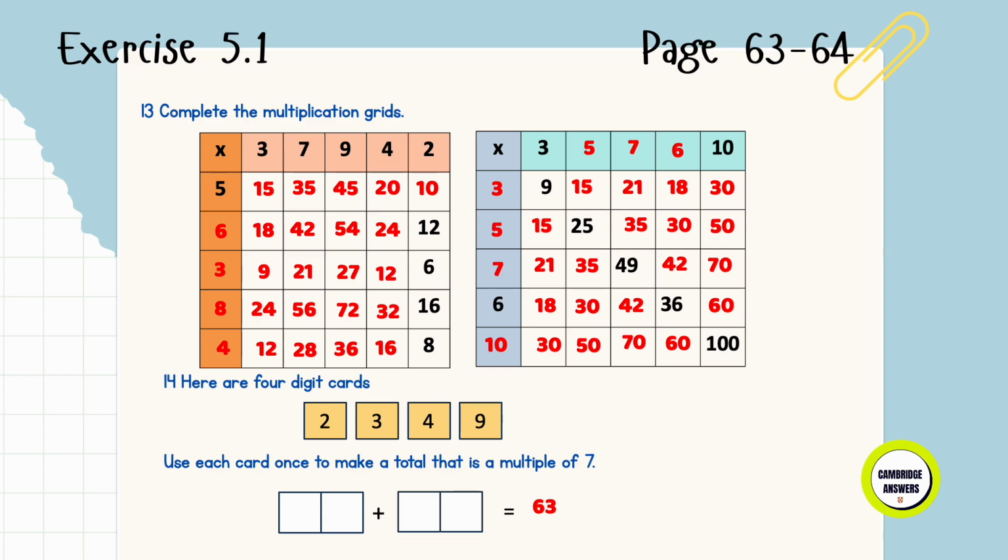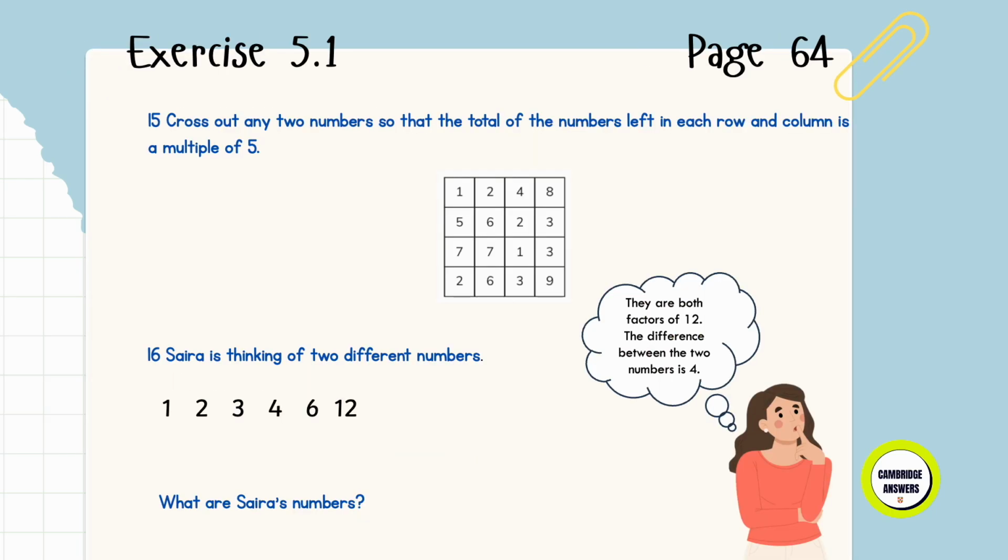14. Card puzzle. We need a total that is a multiple of 7. The cards are 2, 4, 3, 9. Try different combinations. 24 plus 39 equals 63, and 63 is a multiple of 7, so the answer is 24 plus 39 equals 63.